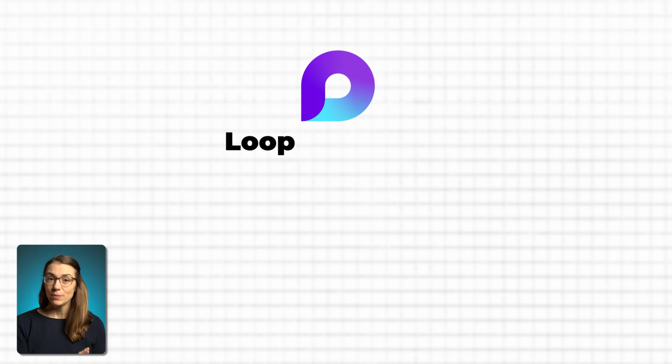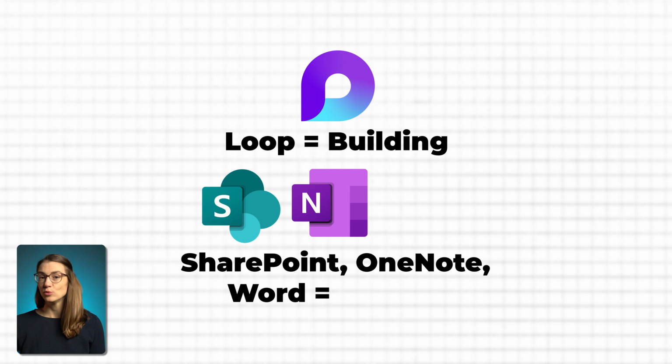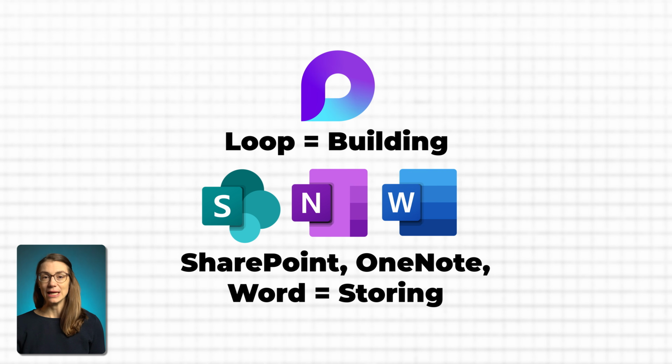Loop works best, I think, in the early stages of collaboration, when ideas are forming, tasks are still changing a lot, and the structure isn't fully clear yet. It's great for brainstorming sessions, project kickoffs, meeting agendas, decision-making threads, anything that really requires thinking together in a fluid way. But once something is finalized, like a finished document, a clear plan, or reference material, it probably belongs somewhere else. So here's a simple rule I use in my daily workflow. Loop is for building together. SharePoint, OneNote, or Word is for storing the outcome.